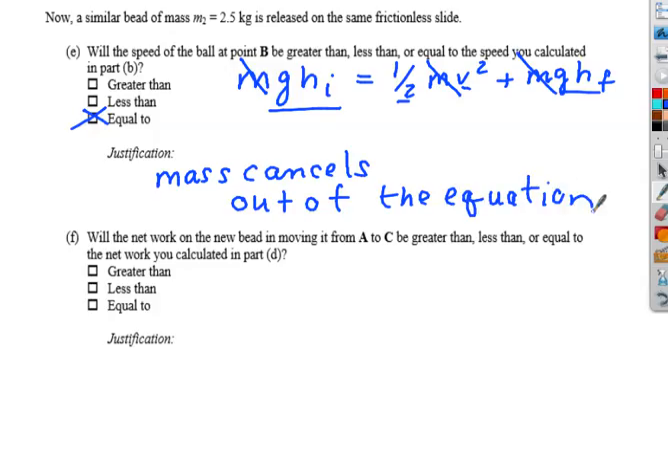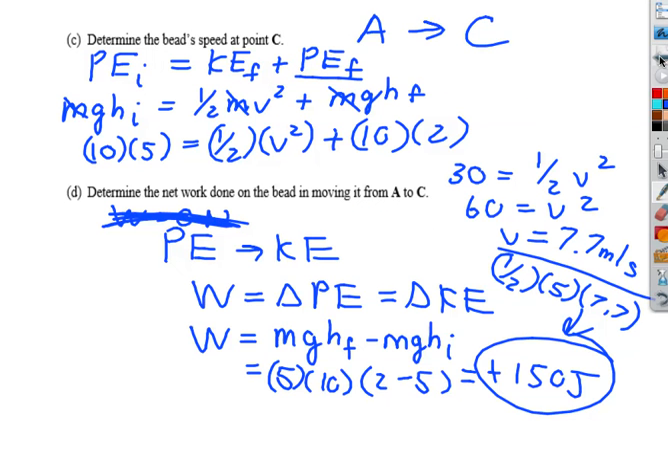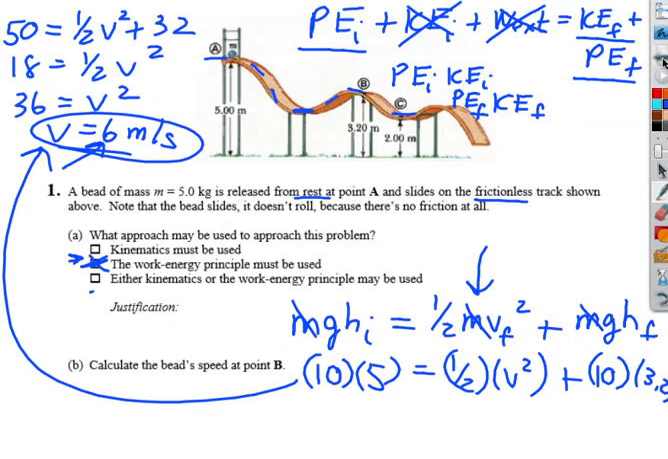All right. Now the thing is, they go to, will the net work on the new bead in moving it from A to C be greater than, less than, or equal to the net work you calculated in part D? Will the net work be the same, or greater or less than? This one, though, takes us back to letter D. If we look at letter D, did mass cancel out? Mass does not cancel out. And so therefore, I'm going to be plugging in a smaller mass into this problem. This number right here is going to be 2.5 instead of 5, which is going to do what to my overall work? It's going to decrease it.